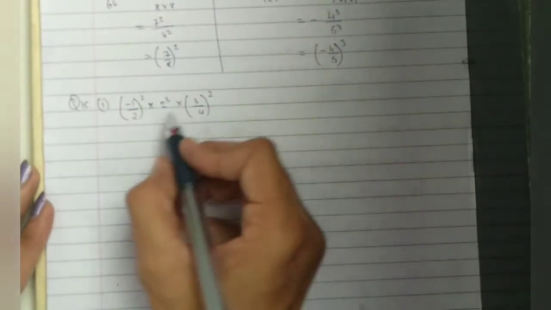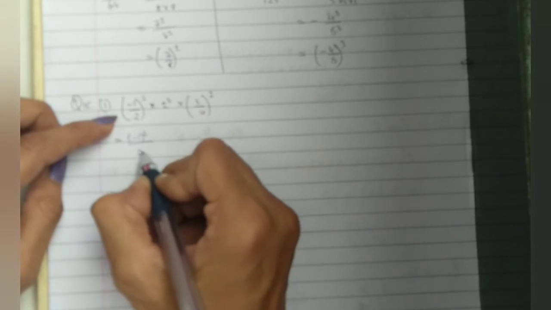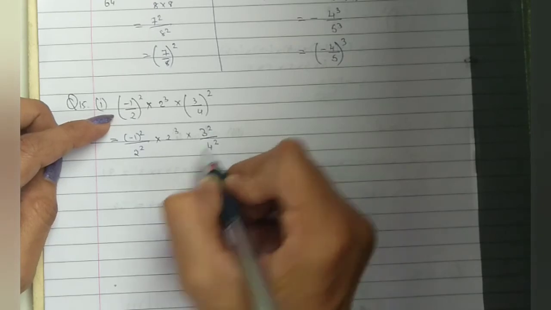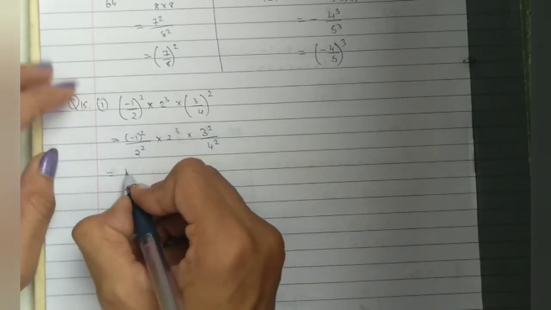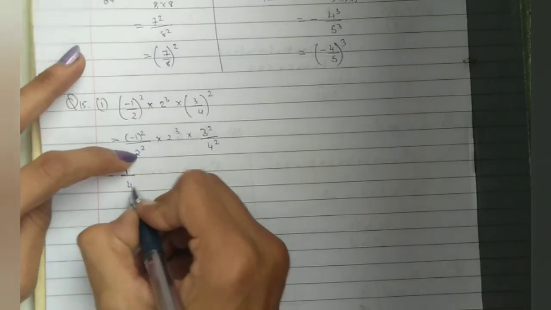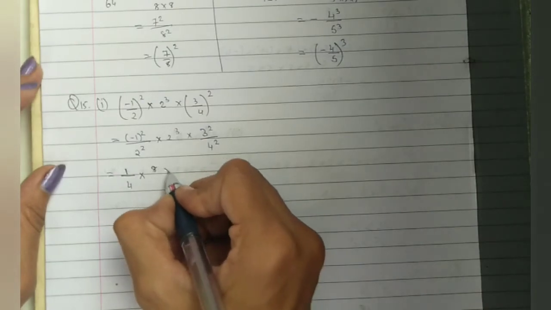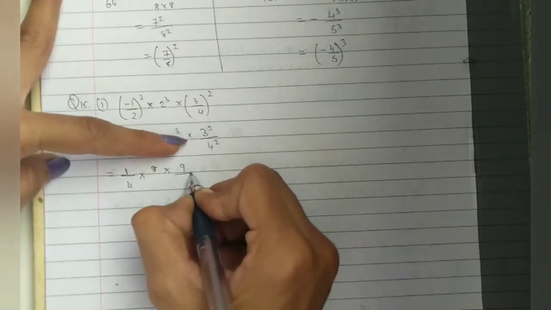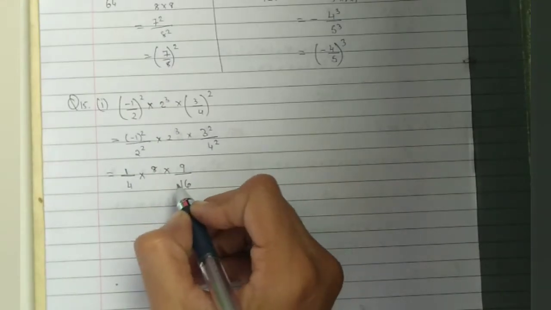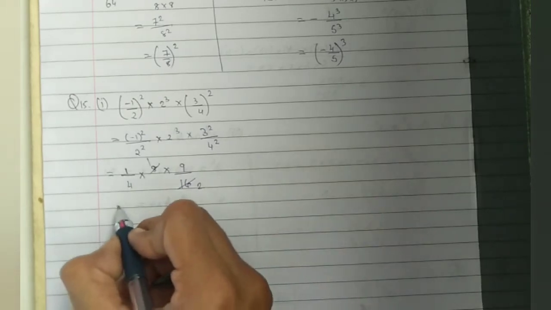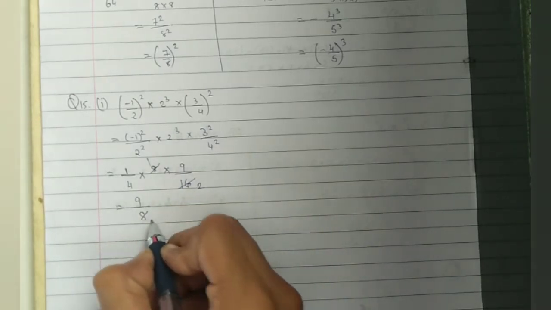Now in question number 15 we have to just find the value. So first of all we'll just take it out, minus 1 square upon 2 square multiply by 2 raised to 3 into 3 square upon 4 square. So minus 1 into minus 1 is plus 1 upon 2 2s are 4, multiply by 2 into 2 is 4 and 4 into 2 is 8, multiply by 3 into 3 is 9 and 4 into 4 is 16. Now we can cancel this, 8 1s are 8, 2s are 16, right? So answer is 9 upon 8.